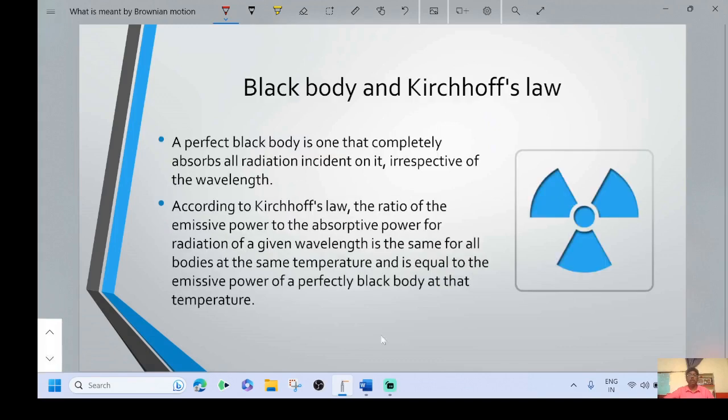Black body and Kirchhoff's law. A perfect black body is one that completely absorbs all radiations incident on it, irrespective of the wavelength. According to Kirchhoff's law, the ratio of the emissive power to the absorptive power for radiation of a given wavelength is the same for all bodies at the same temperature and is equal to the emissive power of a perfect black body at that temperature.